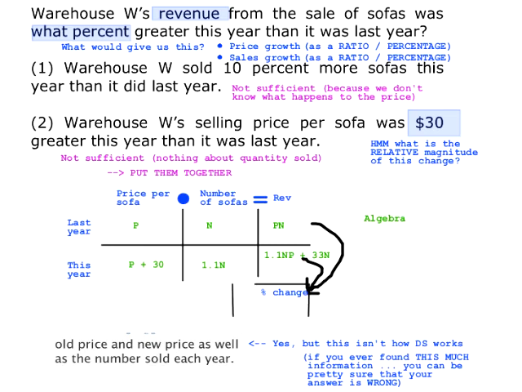That didn't work very well. The percent change is technically the new minus old over the old, although you can also just do the new over the old and subtract 100%. But if you want to set it up the formal way, it's 1.1 NP plus 33N minus NP, all over NP.